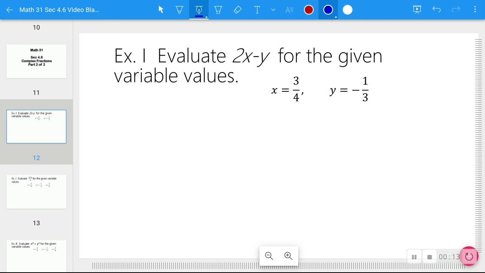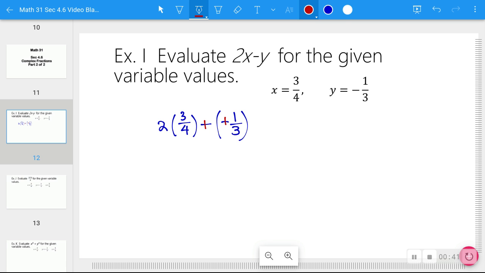Okay, the first problem we're going to deal with in this second video is evaluate 2x minus y for the given variables. So you're going to say 2 times the x value, which is 3/4 in this problem, and then minus the y value, and you got to be careful, this is a negative number that you're subtracting. Now I'm just going to tell you straight out that the double negative you got to fix that way.